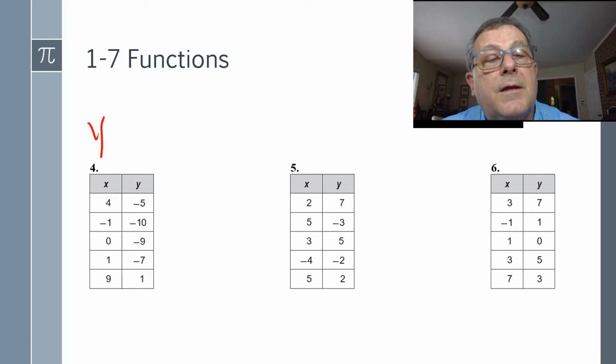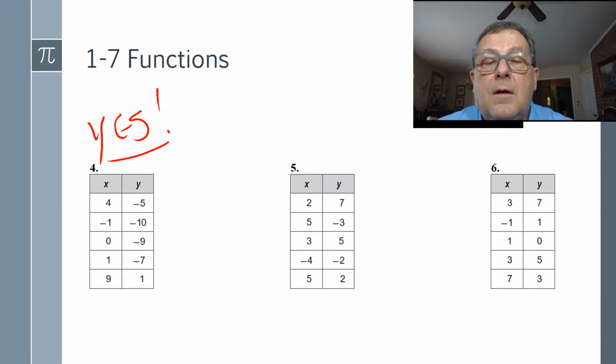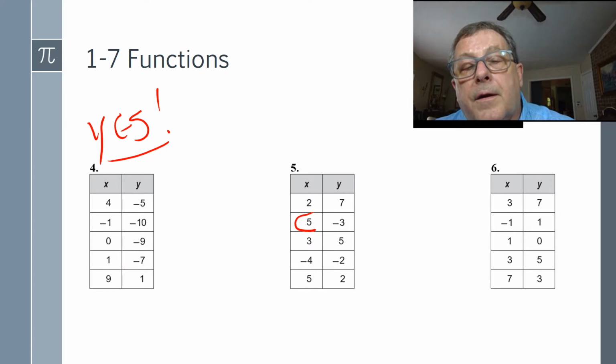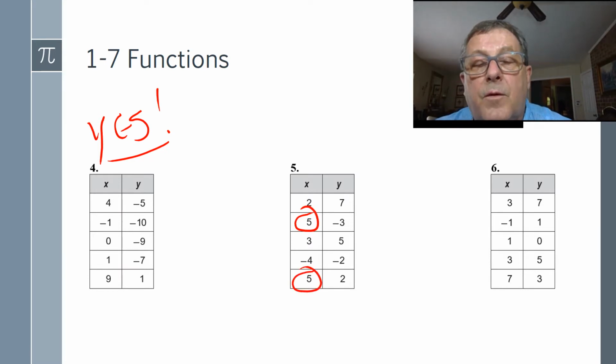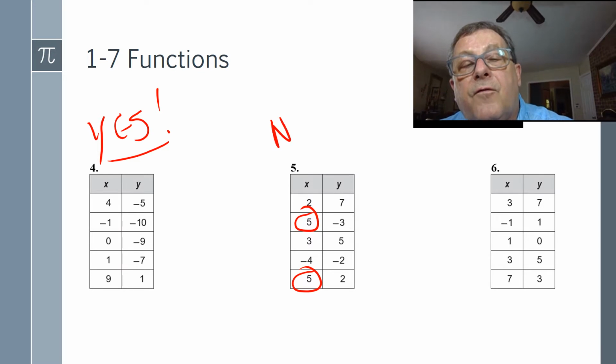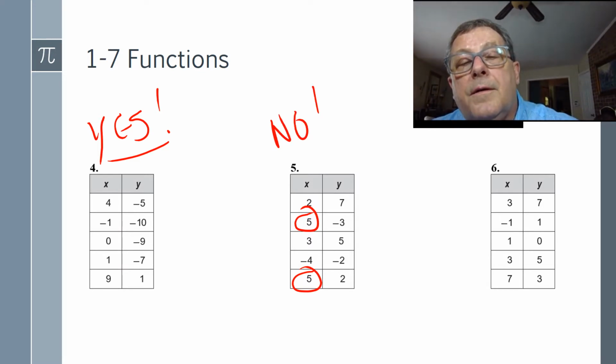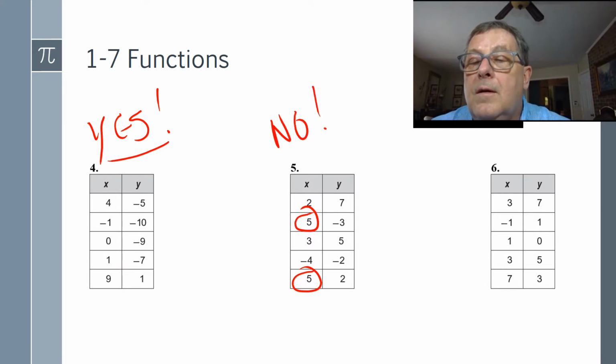And I'm going to say that yes, this is a function. Let's look at our second example here. Number 5, 2, 5, 3, 4, -. Right here, I see I've got x being repeated. And so when x is 5, it's -3, but also when x is 5, y could be 2, and therefore, no, not a function.